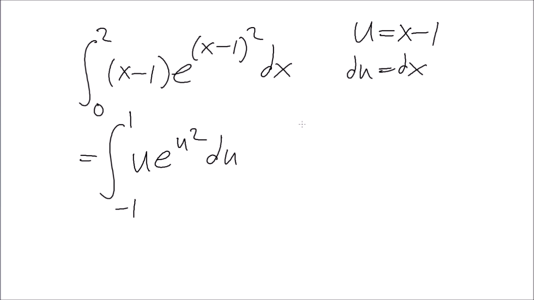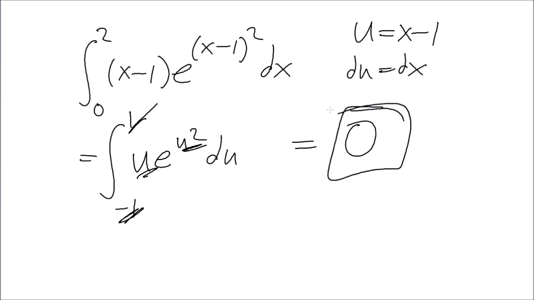Yeah, the bounds are very sus. We have negative 1 to 1. Is this an odd function? This is even. And, ooh, this is an odd function. Okay, this is an odd function. So this is equal to 0. There we go. This is an odd function.